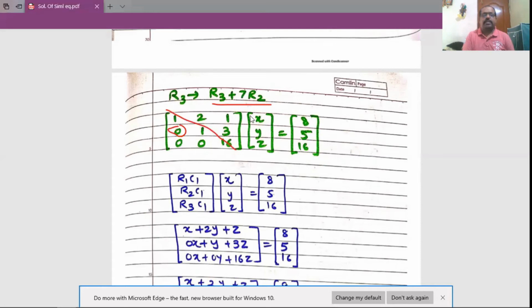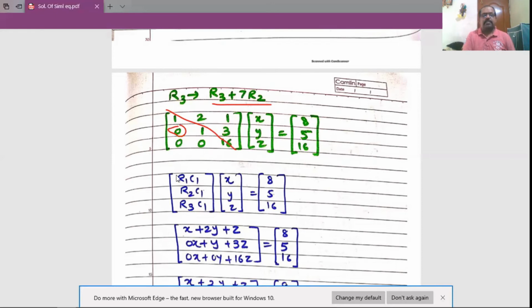Okay, so 0 into x will become 0, so x will vanish, and you are left with only two variables, y and z. So let's see what we have. If we multiply row 2 with C1, we have 0 into x is 0, 1 into y is y, 3 into z is z. So it will be 0x plus y plus 3z. So here I have 0x plus y plus 3z.